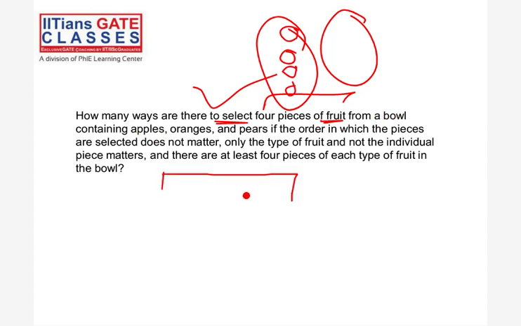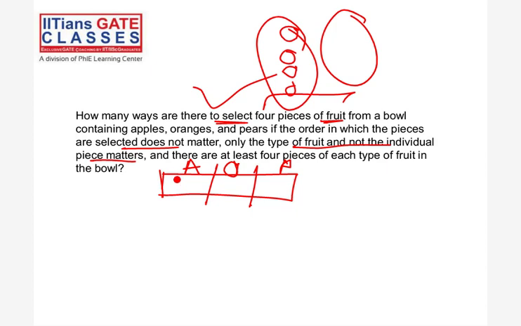So what he is saying is that there is a fruit market. In this fruit market, there is a counter where we have apples. There is a counter where we have oranges, and there is a counter where we have pears. Okay. Now he is saying that the order in which the pieces are selected does not matter, right? You just want to select four pieces. Now he is also saying that only the type of fruit and not the individual piece matters. Okay, only the type of fruit matters.